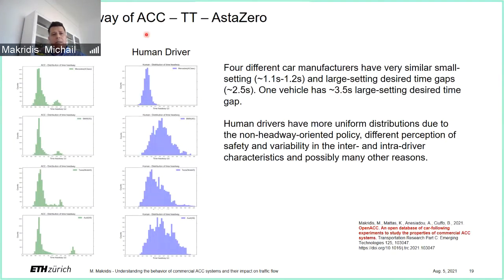And here are some distributions. You can see on the left side the ACC vehicles, and on the right side the human drivers. The distribution of the human drivers is, as expected, more uniform, while for the ACC drivers you can easily see the peaks. About the actual times of the settings, we observed, as I told you, that the minimum setting for almost all the vehicles, if not all, is 1.1, 1.2 seconds, and the maximum for the majority of the vehicles is 2.5 seconds. While for one vehicle, we observed that it's 3.5. I guess that it has to do with the luxury of the product.